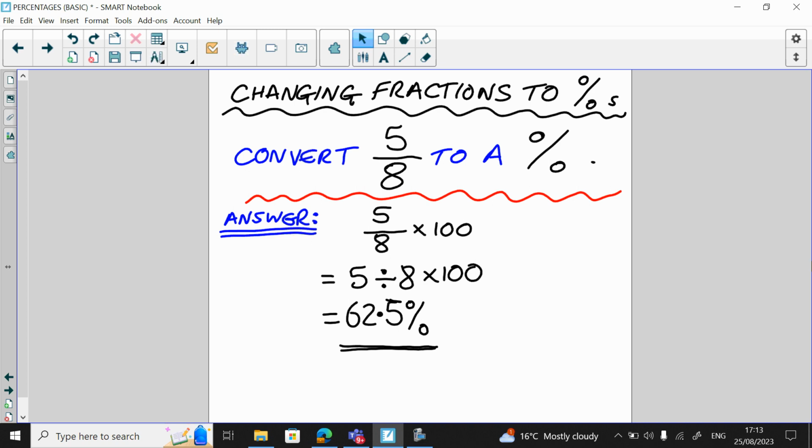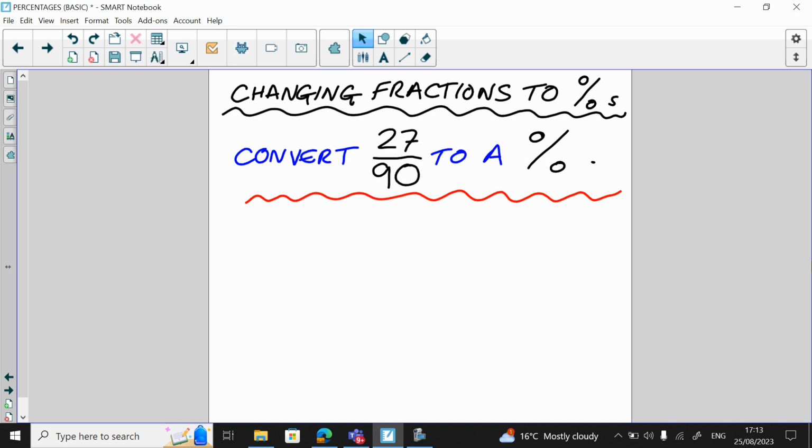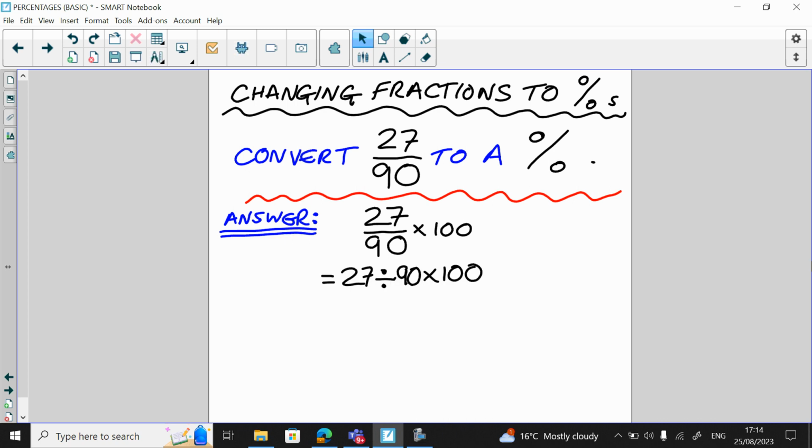Right, that seems okay up to now. Let's go for a few more. 27 over 90. Freeze the video and try that. I'm just going to up the pace here. 27 over 90 times 100. Fraction goes to divide, times 100. The calculator tells me it's exactly 30. Put your percentage on it. Fine.